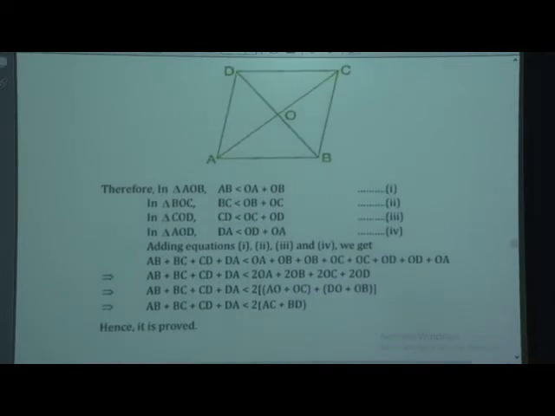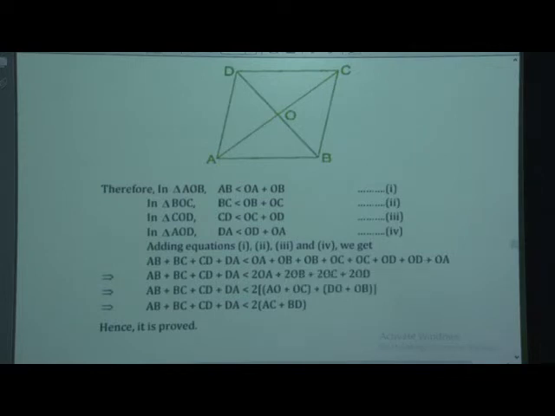Adding all 4 equations means what we have to do. First we will consider LHS, that is left hand side, we will add all. Then we will consider RHS, we will add all the right hand side. So here in the left hand side what we are having? AB plus BC plus CD plus DA is smaller than OA plus OB plus OB plus OC plus OC plus OD plus OD plus OA.